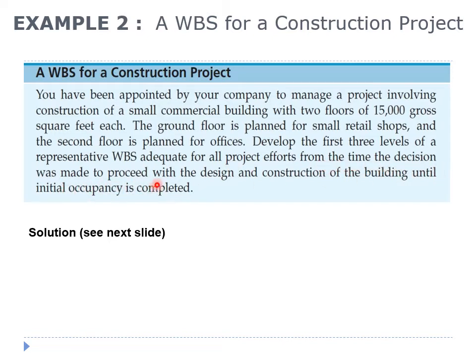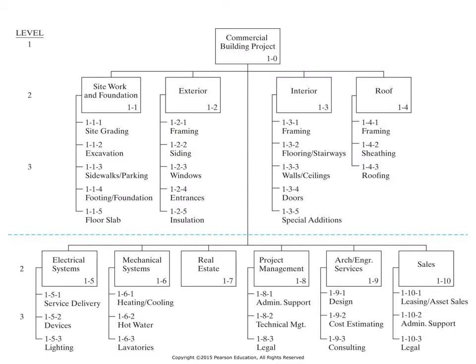decision was made to proceed with the design and construction of the building until initial occupancy is completed. Bear in mind that there will be variations in the work breakdown structures developed by different individuals for a commercial building. A representative 3-level work breakdown structure is shown here. Level 1 is the total project, which is the commercial building project.